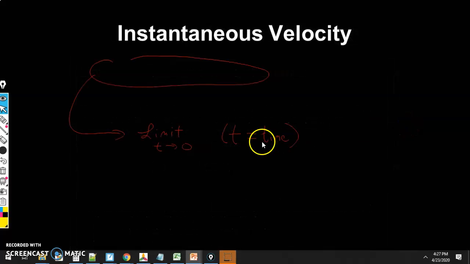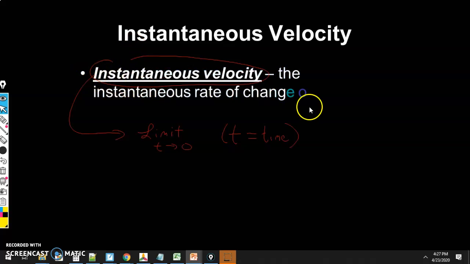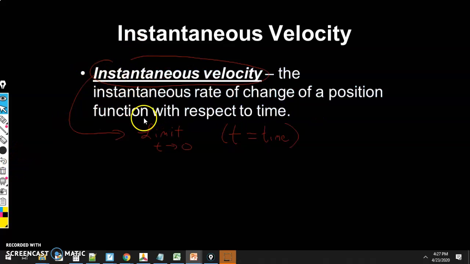Now we're going to get into more calculus ideas here. Okay, so we can find the average rate of change by using the slope of a line, but what if we wanted to figure out the velocity at a particular point, at a particular instant? Like, what is the speed of the ball when it leaves the pitcher's hand? Okay, this is called instantaneous velocity. It's the instantaneous rate of change with respect to time.